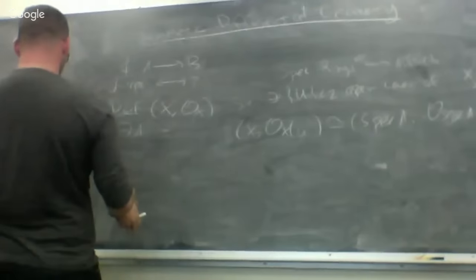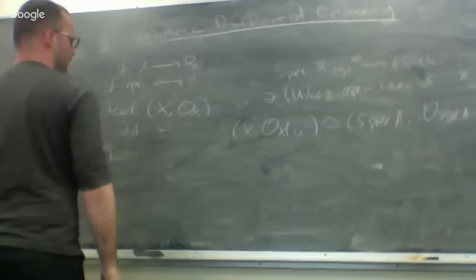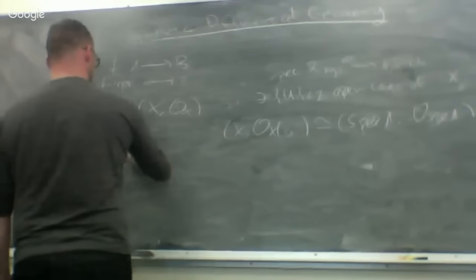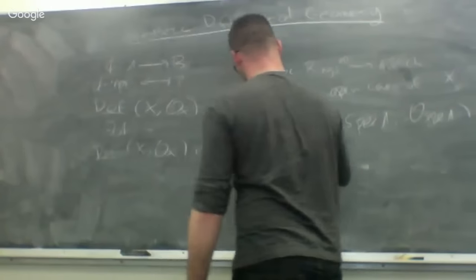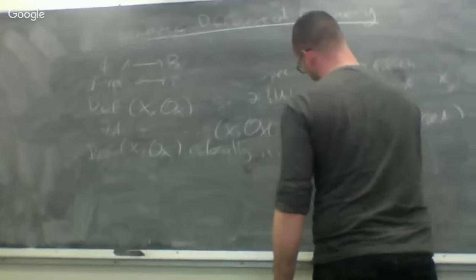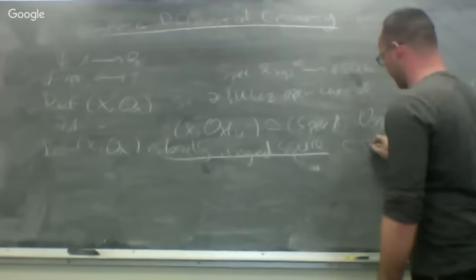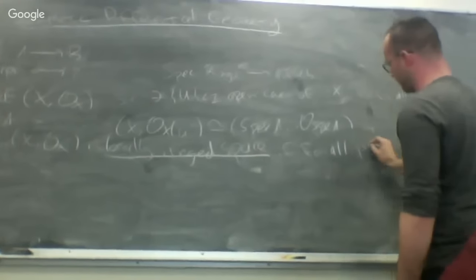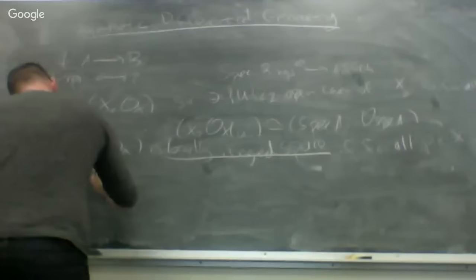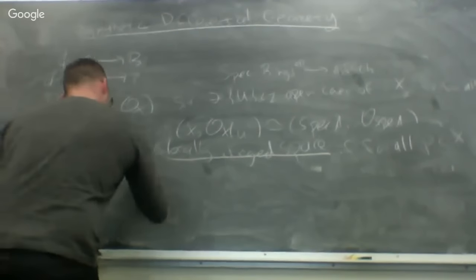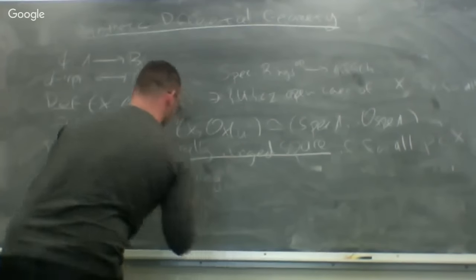And there's another thing you say, a space is locally ringed. So a ring space is a locally ringed space if for all points P in this topological space, the stalk of the structure sheaf at P is a local ring, which means it has a unique maximal ideal.